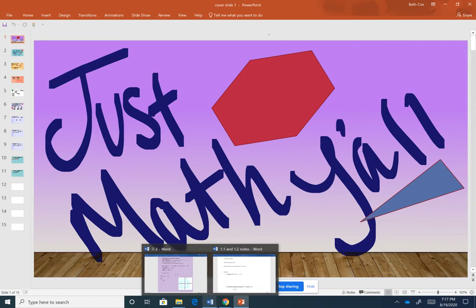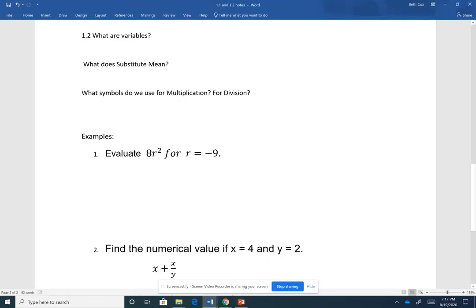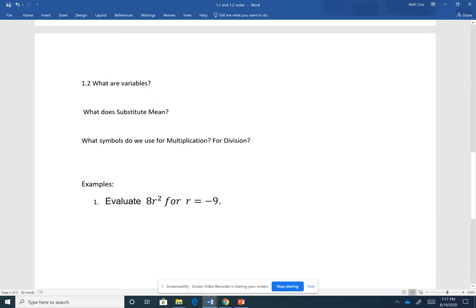We're going to be working on section 2 now, and we are going to talk about expressions, evaluating expressions. And so expressions are mathematical sentences, and we're going to evaluate some of these. And they sometimes contain variables.